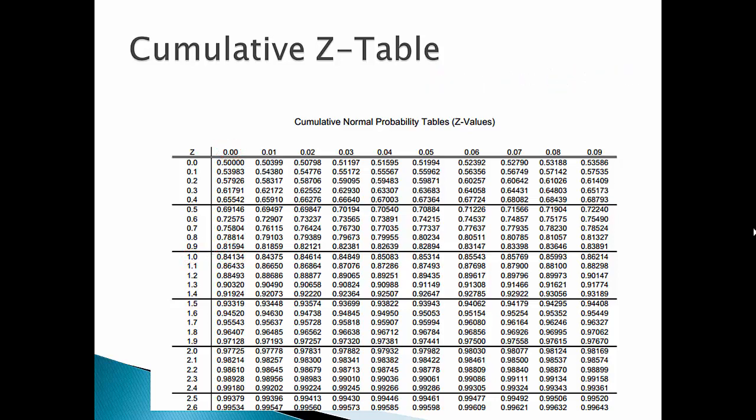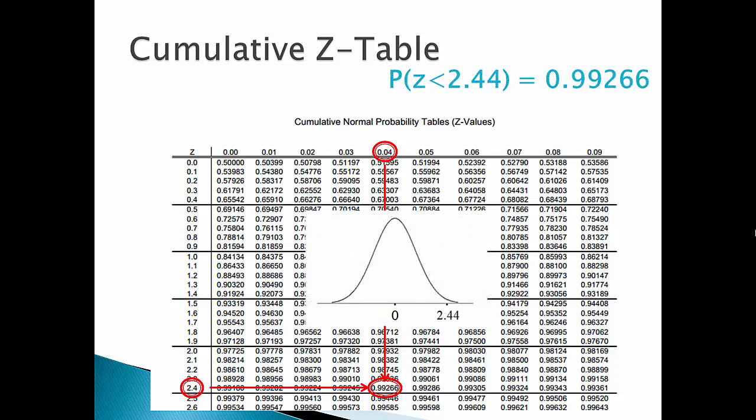Okay, let's try one last example. What's the probability that z is less than 2.44? Well, first we look up 2.4 along the first column, and the second decimal place is 4. So we look up 4 in the top row. These two numbers correspond to 0.99266. This means that the probability that z is less than 2.44 is 0.99266. This means that over 99% of the z distribution is smaller than z equals 2.44.